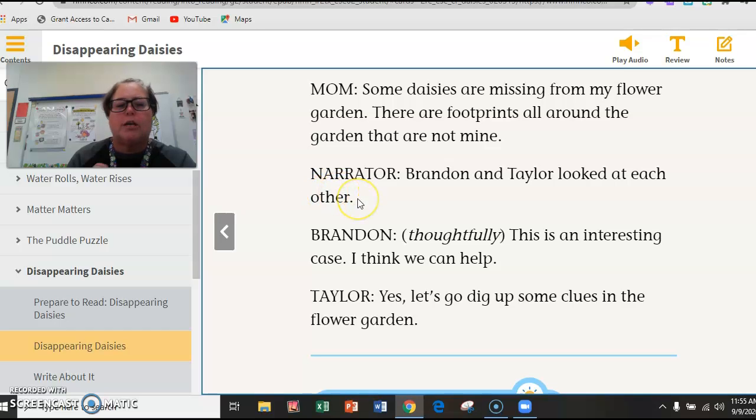Narrator. So the narrator is going to kind of fill you in on what's going on. Brandon and Taylor look at each other. Brandon. When the words are right here in parentheses, it's kind of telling you what Brandon is thinking.